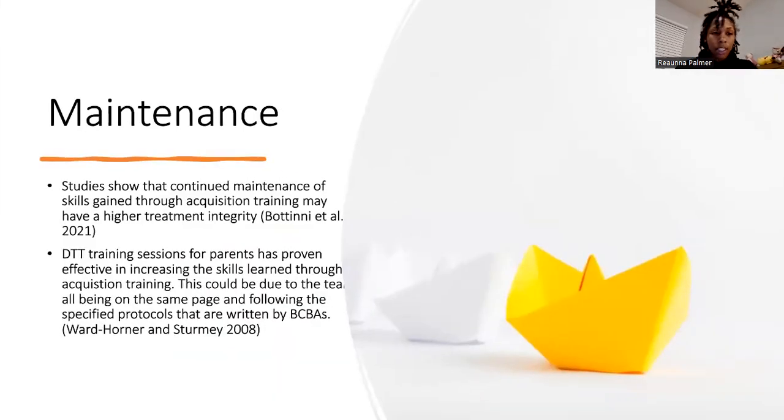And maintenance. Studies have shown that continued maintenance of skills gained through acquisition training can have higher treatment integrity. So this basically means that when there are continued checks of making sure that the learner has maintained these skills that we taught them during these DTT sessions, it will have a higher rate of a successful intervention. So DTT training sessions for parents has also proven effective in increasing the skills learned through acquisition training. This could be due to the team all being on the same page and following the specified protocols that are written by BCBAs.